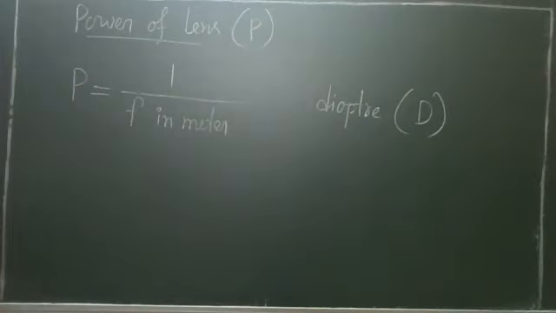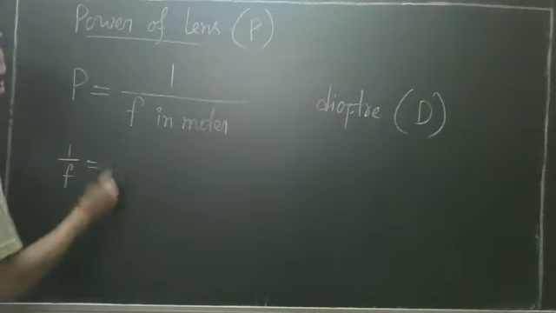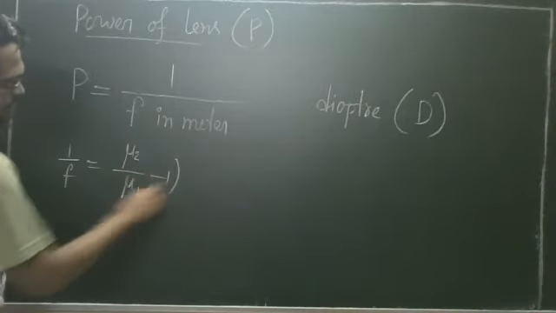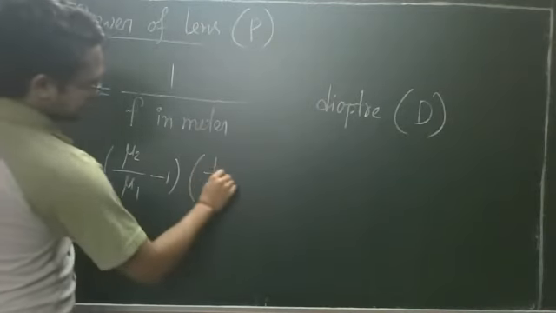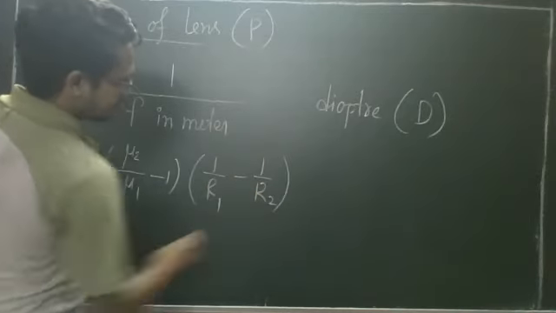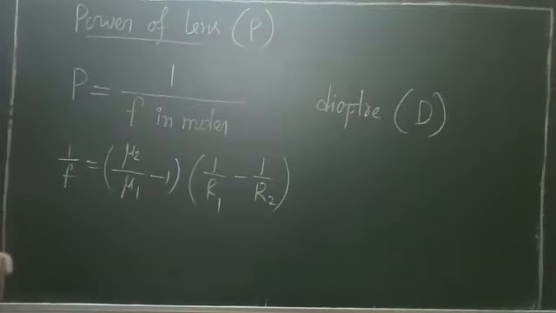So if this is the formula, then we know the lens maker formula: 1 by f equal to (mu 2 by mu 1 minus 1) into (1 by R1 minus 1 by R2). This is the lens maker formula. Here mu 2 is the refractive index of the lens material, and mu 1 is the refractive index of the surrounding material.